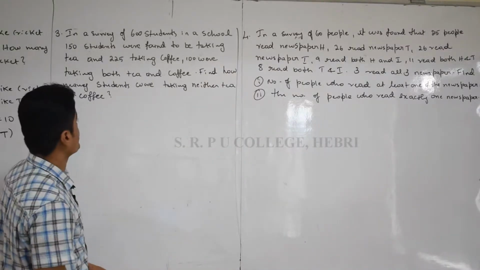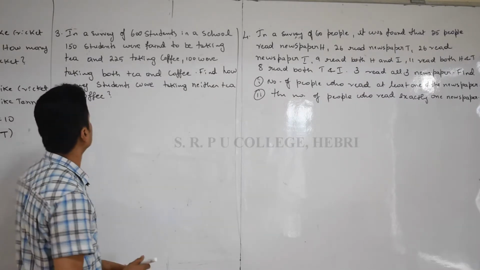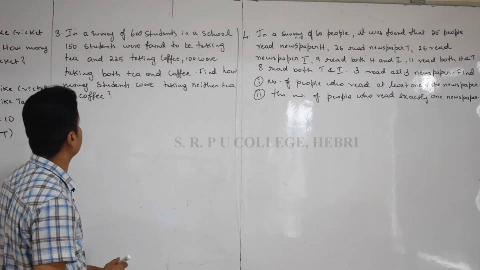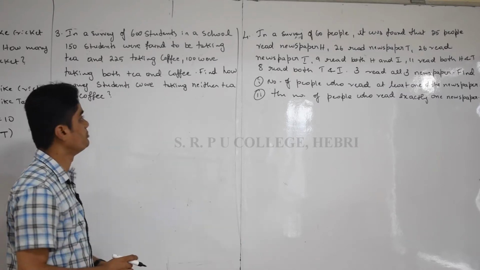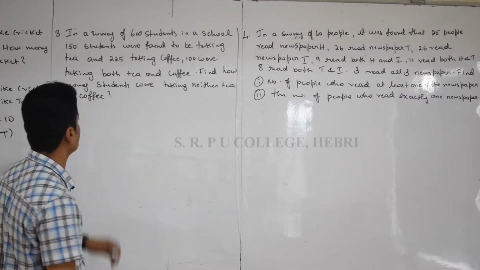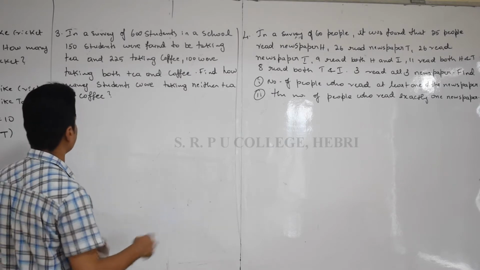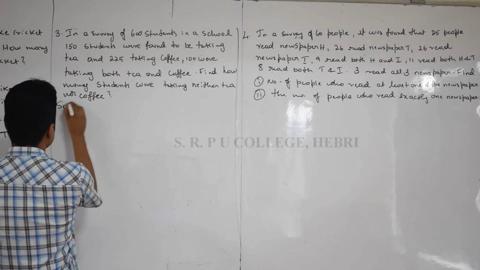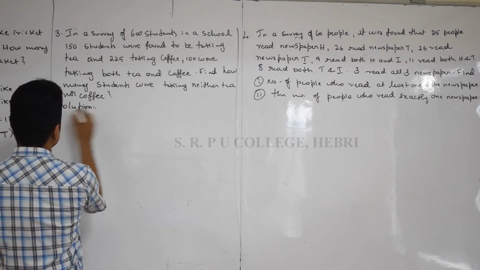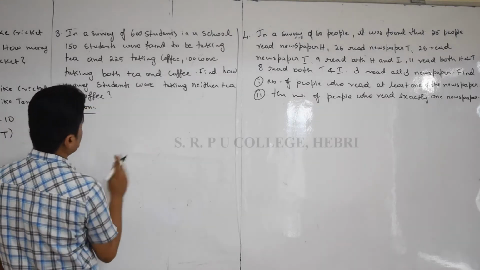Okay, next question. In a survey of 600 students in a school, 150 students were found to be taking tea, 225 taking coffee, 100 were taking both tea and coffee. So find how many students were taking neither tea nor coffee. Little different compared to the previous problem. So the solution will be as follows. Observe carefully. First mention the two sets.